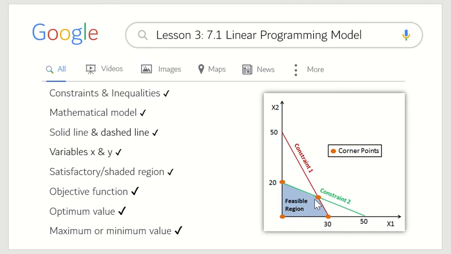But if you cannot determine, the easiest way is you substitute the four coordinates, x and y values, into the objective function. K equals what? Then you find out, the largest value is the maximum, and the smallest value is the minimum. Okay, maximum or minimum value.